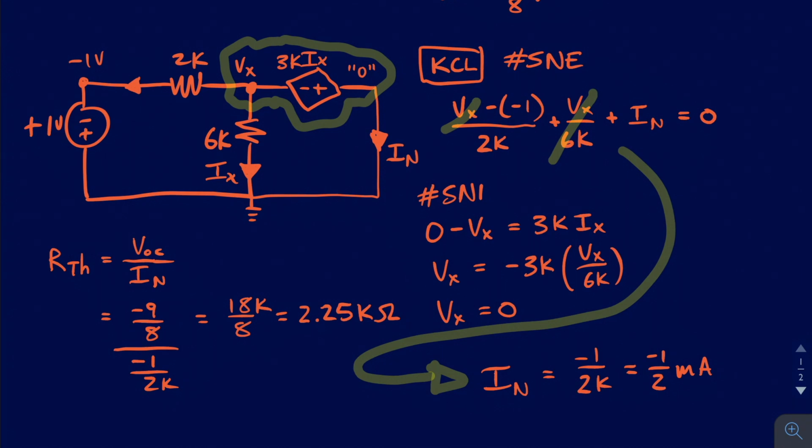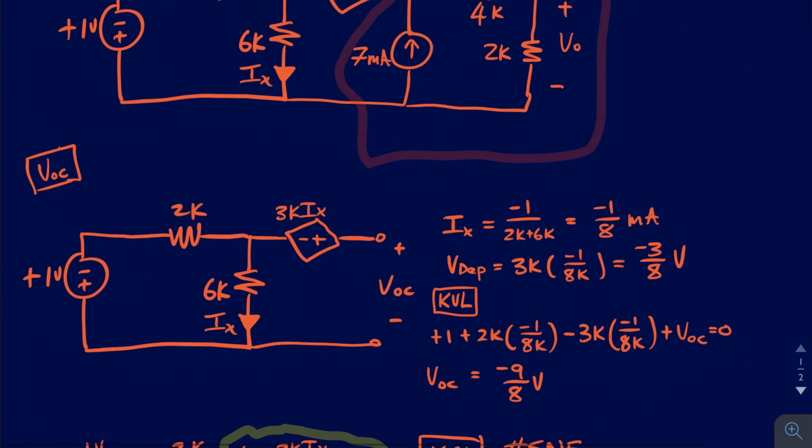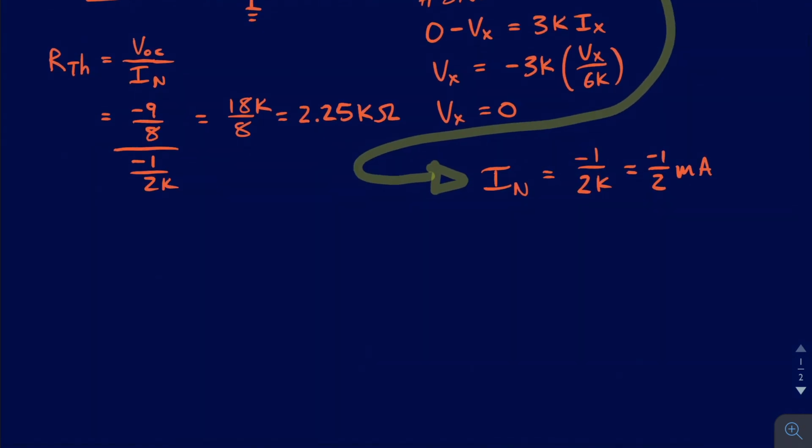And that's it. The rest of the problem is fairly easy to solve, so I'm not going to bother going through and adding in the current source and all the rest and finding VO. You should be able to do that. I just wanted to walk you through the dependent source problem, or part of the problem. That tends to be a little harder to figure out.